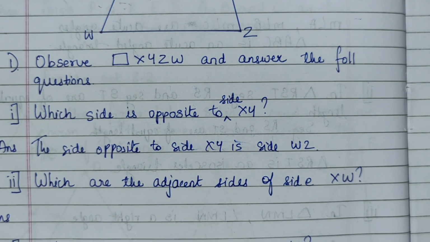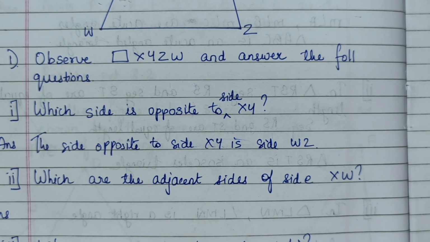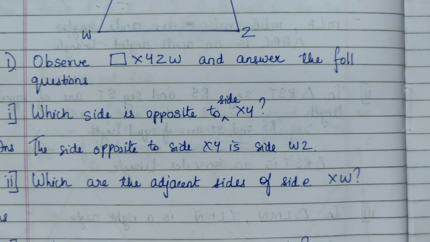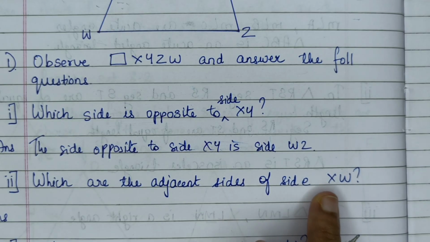See the next question. Which are the adjacent sides of side XW? Now first of all, adjacent side, what did I tell you? What is adjacent side? Adjacent sides have a common vertex. Understood? So what is the question? What are the adjacent sides of side XW?